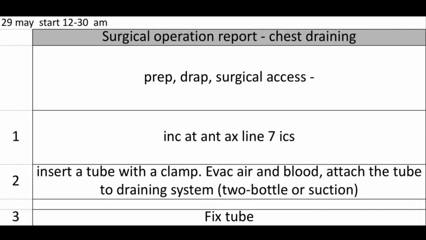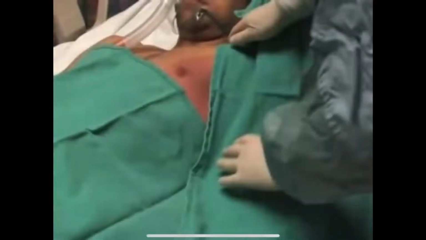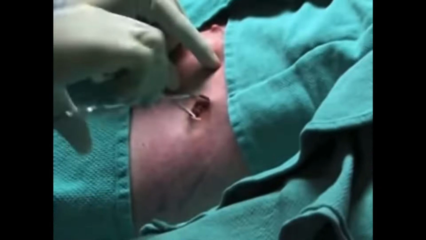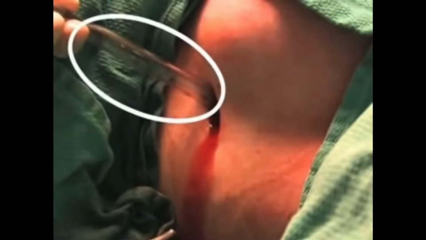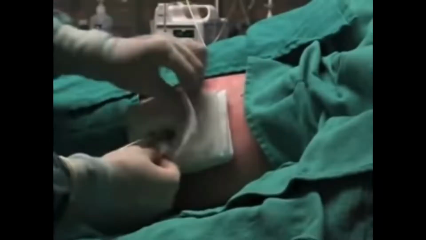Okay, for the surgical operation report on chest draining, first we will prep, drape and establish surgical access, and then we will do an incision at the anterior axillary line at the 7th intercostal space, and then we will insert a tube with a clamp to evacuate air and blood, and then we will attach the tube to the draining system, which is 2 bottle or suction, and then we will fix the tube.